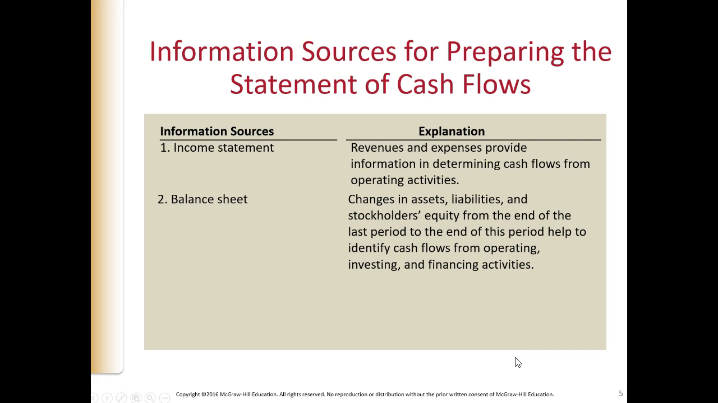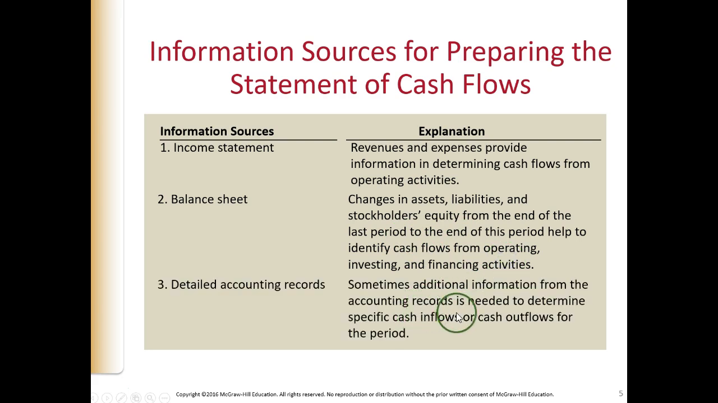The income statement is used to gather data we need for the cash flow statement as well as the balance sheet and other information. From the income statement we can determine revenues and expenses, net income, and a lot of other items that we need for the cash flow statement. For the balance sheet, we have to go through all the current assets and current liabilities. We'll look for changes in stockholders' equity and so forth. And the last one, detailed accounting records. Sometimes we need information that's not included in one of these statements that we'll need to show in the cash flow statement.